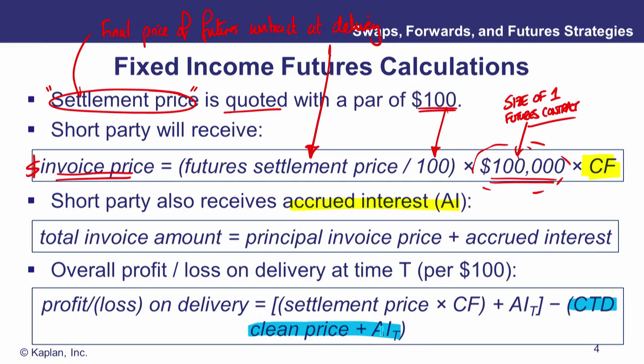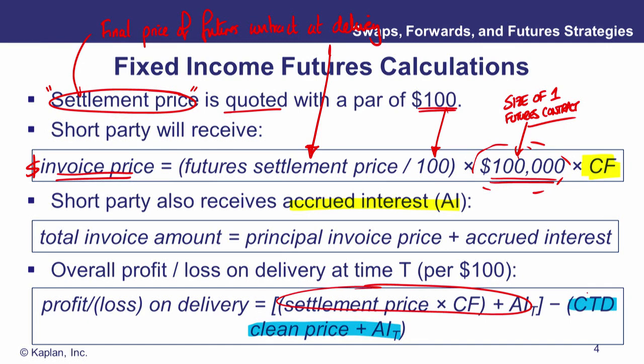So this, for $100 of par, sets the short futures position's P&L at delivery if they buy the bond at delivery to fulfill their obligation under the short futures position. They're going to receive in the settlement price times the conversion factor plus any accrued interest. So that's what they're going to receive in. It's essentially a simplification of the total invoice amount for $100 of par.